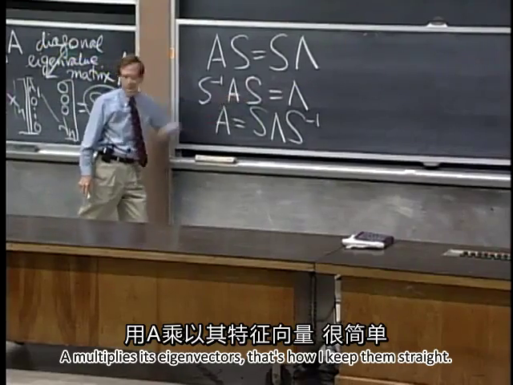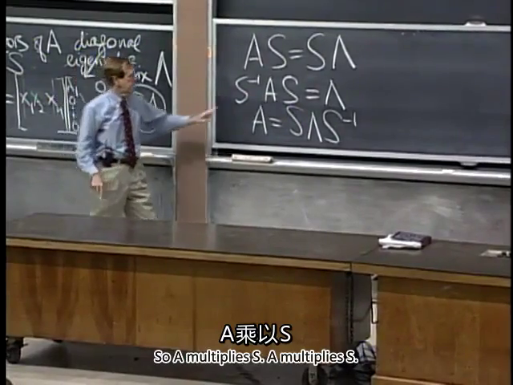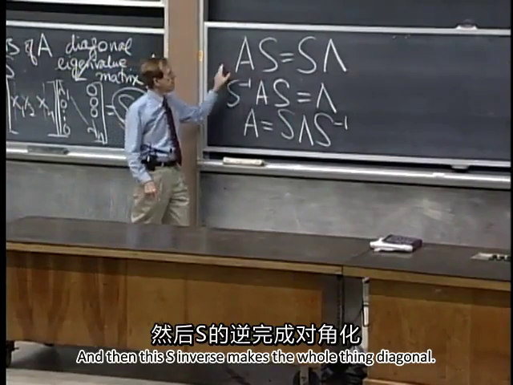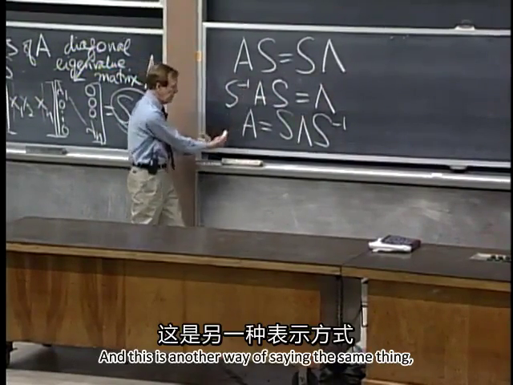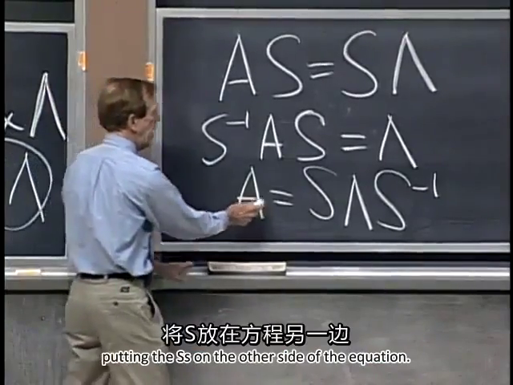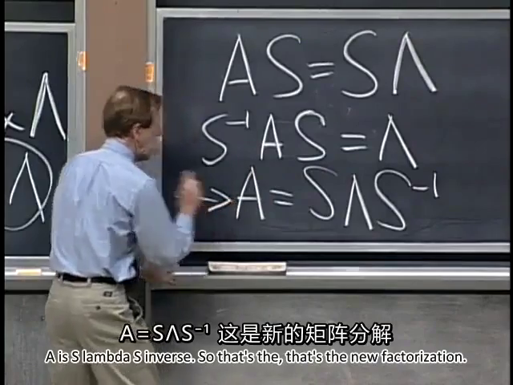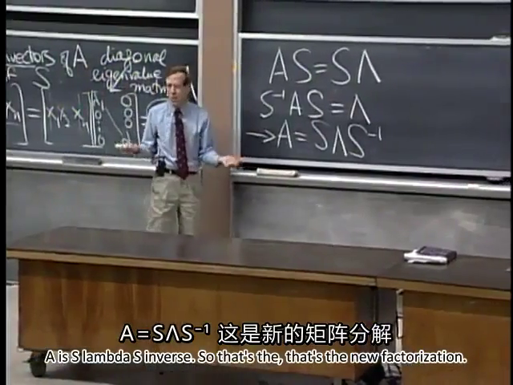So can you keep those two straight? A multiplies its eigenvectors. That's how I keep them straight. So A multiplies S. And then this S inverse makes the whole thing diagonal. And this is another way of saying the same thing, putting the S's on the other side of the equation. A is S lambda S inverse. So that's the new factorization.